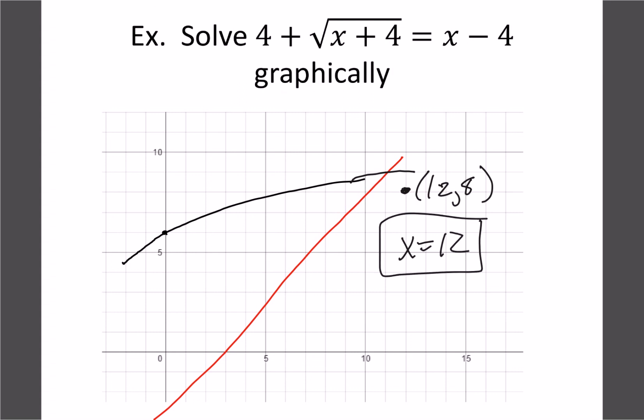If you see an intersection point on your graph, that is the actual answer. You don't need to verify it, but you could if you wanted to. You could plug the 12 back in, and it does indeed work out. And that's all for this stuff.